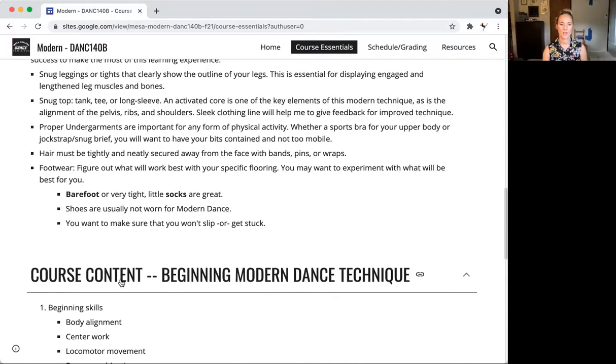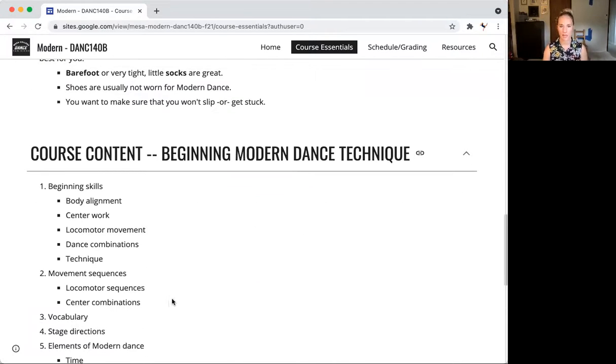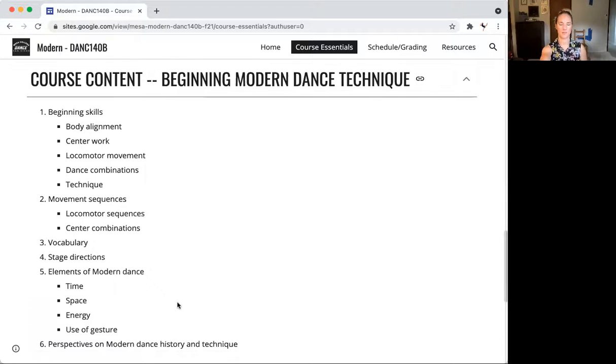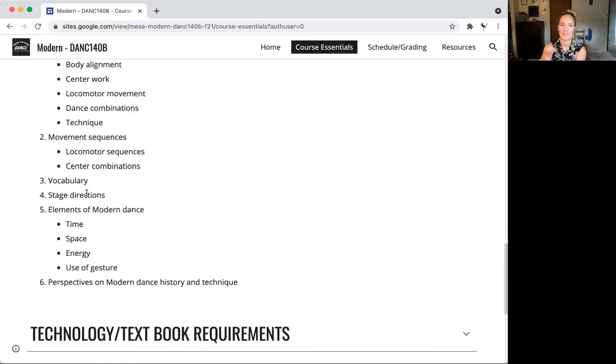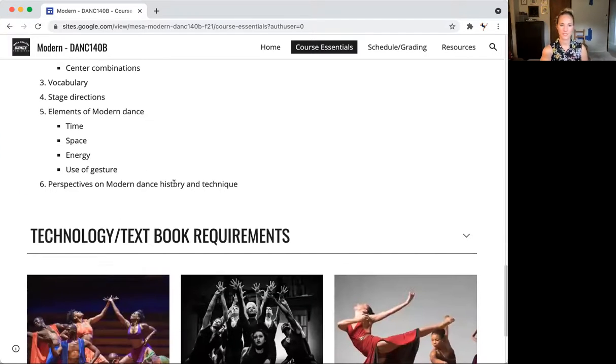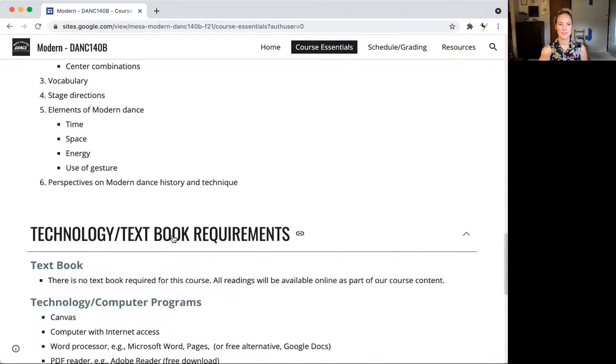Okay, here, course content. Again, this is going to differ slightly with the levels of modern dance, levels 1, 2, 3, 4. But basically, we are looking at body alignment, center work, locomotion, that means moving, dance combination, and general technique. Time, space, energy, gesture, these are key elements of modern dance, and we will learn about them all. History as well for each of our levels, kind of uniquely specified.